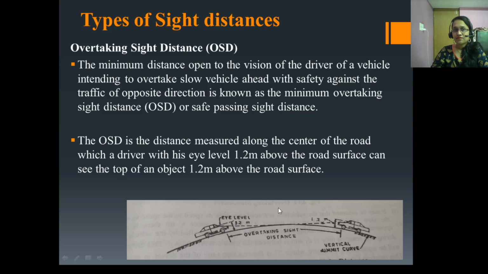As you can see in this figure, the OSD is a distance which is measured along the center of the road, which a driver with his eye level of 1.2 meter above the road surface can see the top of an object. Okay, 1.2 meter above the road surface.